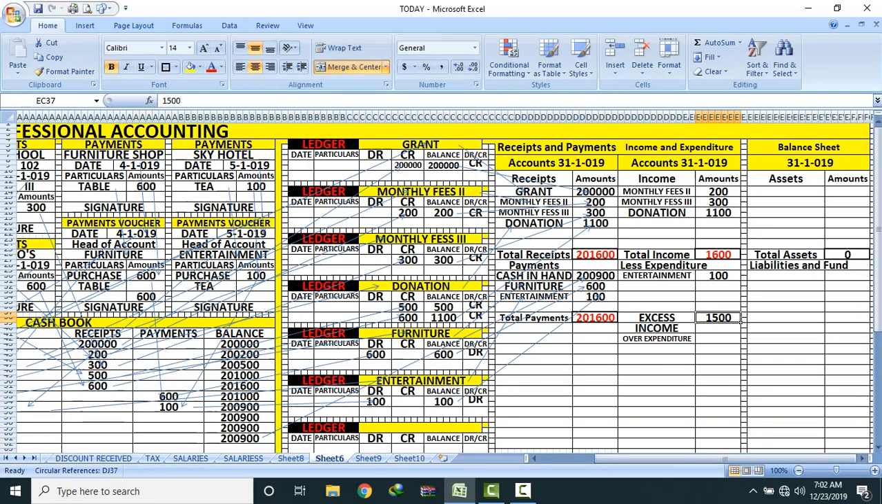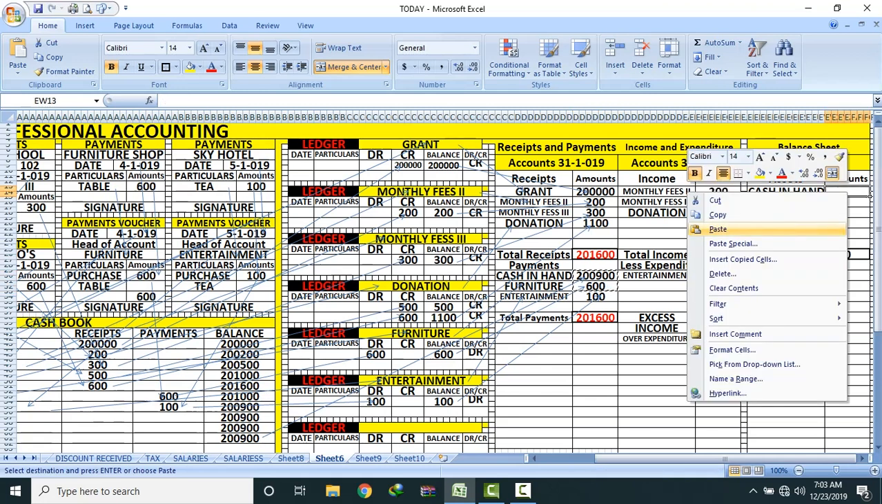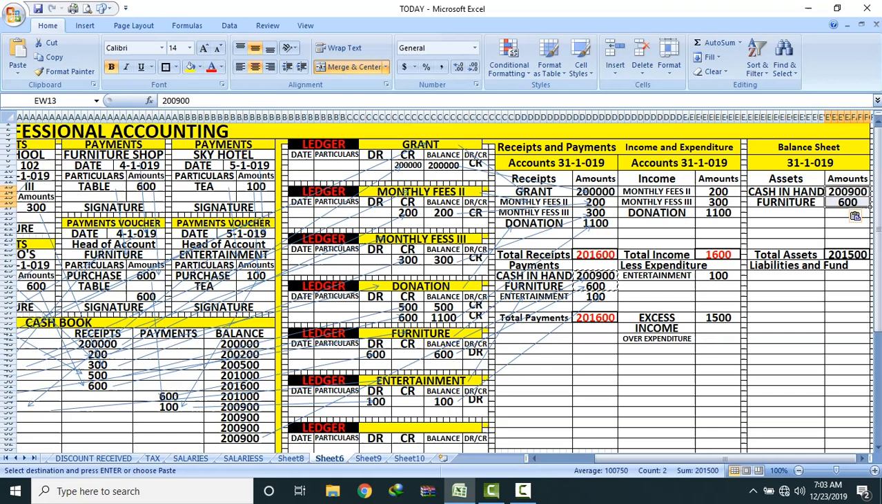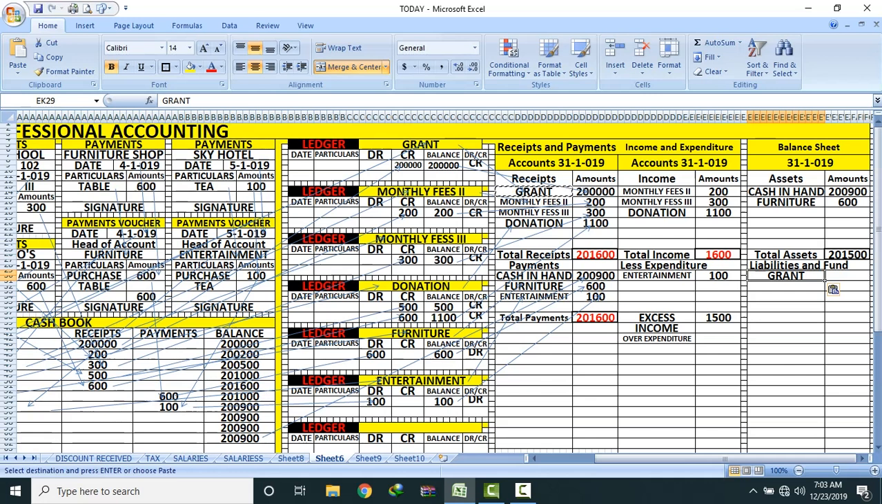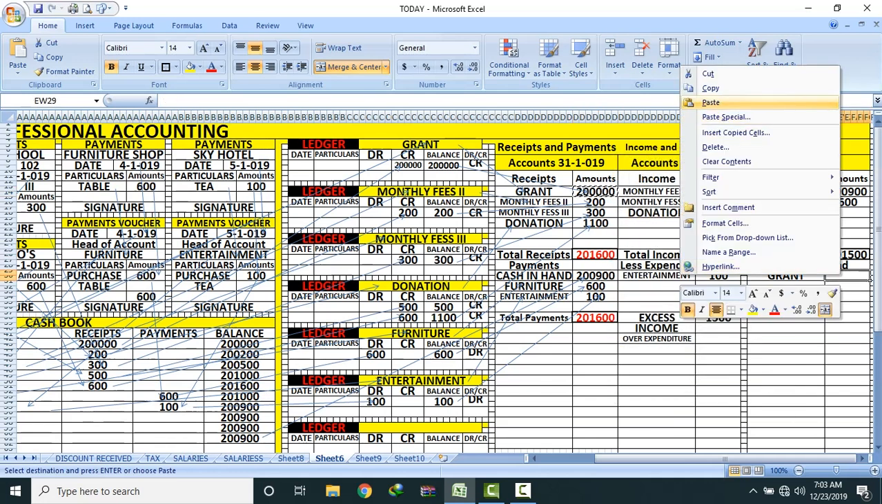Now we make the balance sheet. Balance sheet: cash in hand and furniture are your assets, we write here. Cash in hand, this amount we write here. Total asset 2,15,000. Liability and fund. Fund grant, grant amount 2 lakh.